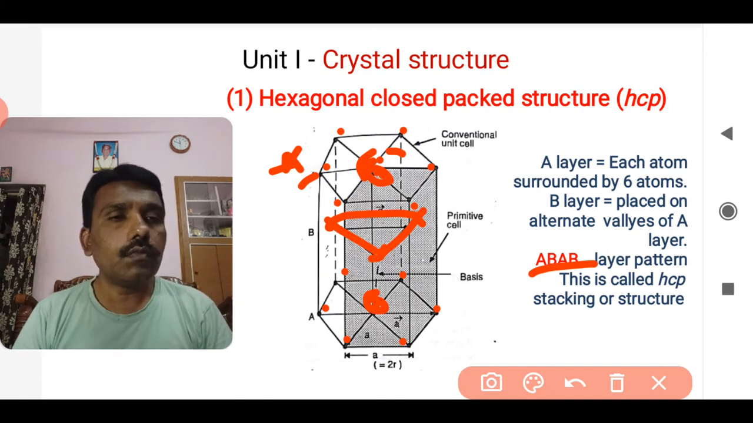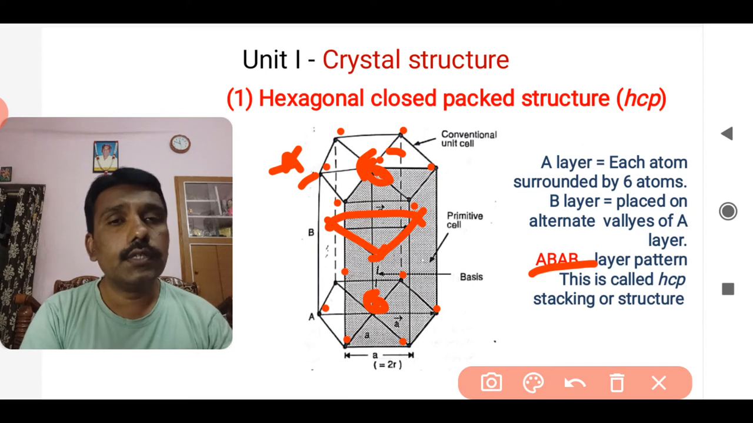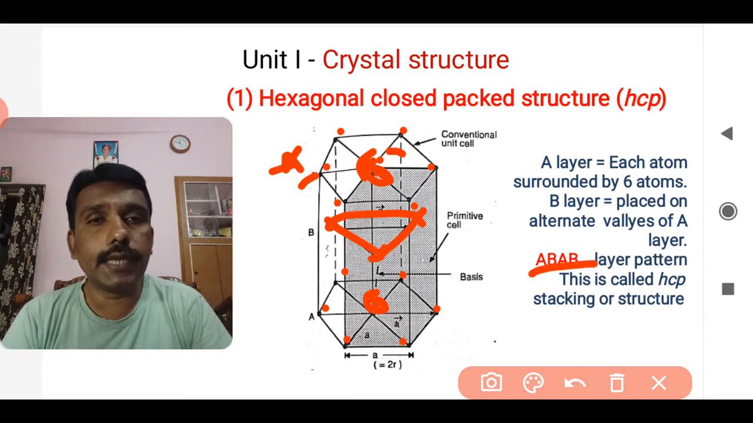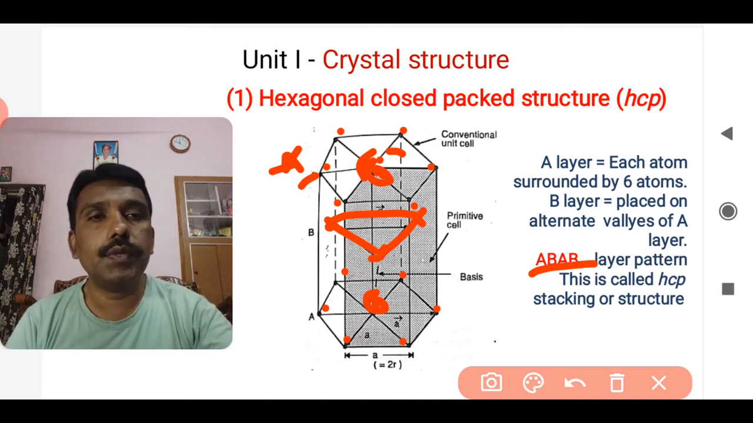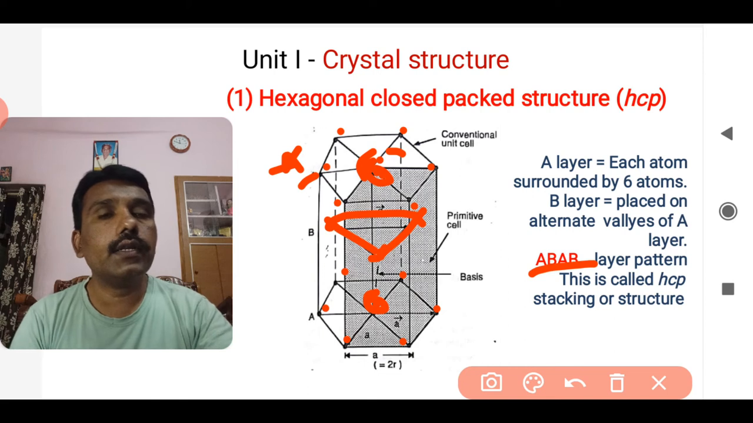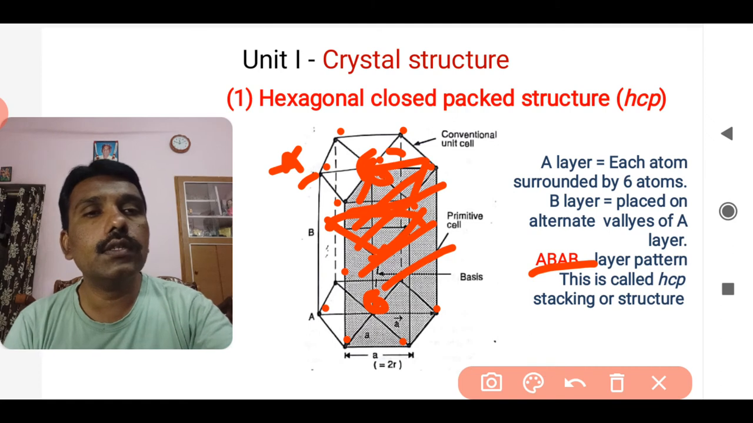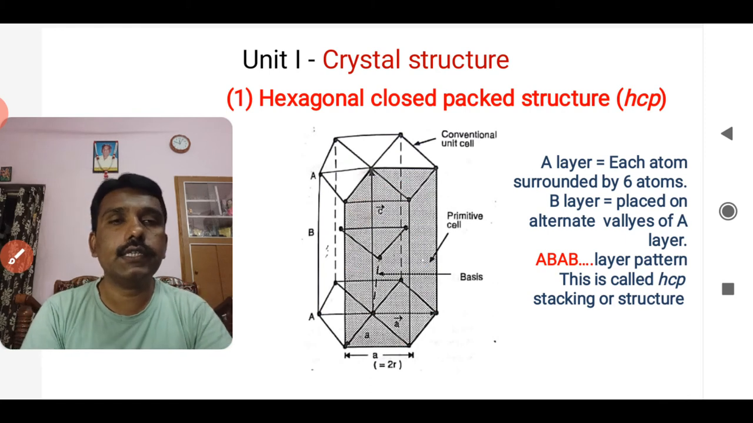Now this type of packing or stacking is also called hexagonal close packed stacking, or hexagonal close packed structure, or HCP. An important factor here is the three units. If you look at this, this is the unit cell, this is another unit cell, and this is another unit cell. In this fashion, these are the three unit cells in the set.